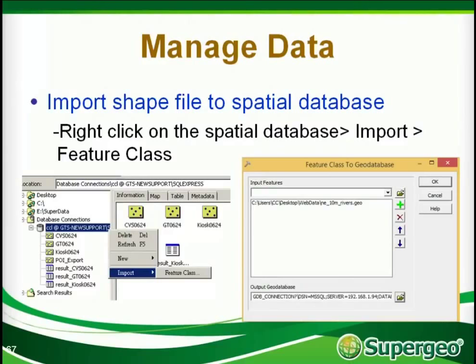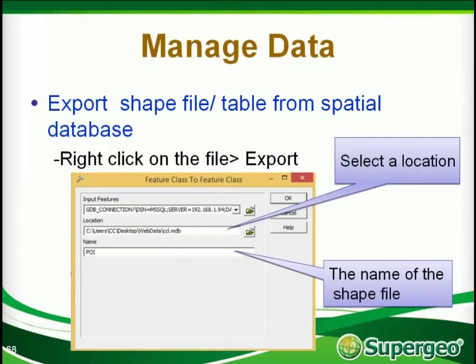The window Feature Class to your database shows. Add the feature you want and assign the output to your database. Or you want to export a layer from a spatial database. Firstly, select the layer and right-click to choose Export. Then, the Feature Class to Feature Class window shows. Select the output location and you can assign a name to this feature.